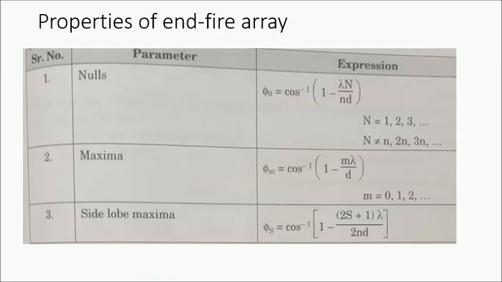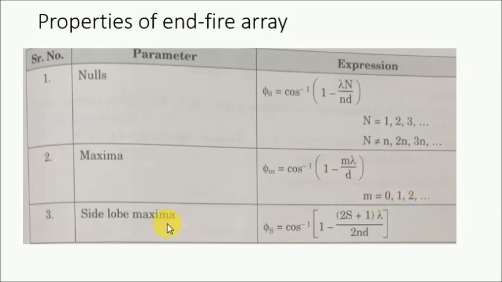Now we will see the maxima, that is phi m. Similarly, we put alpha equal to minus beta d in the linear array equation, and after simplification we get the direction of maxima, phi m equal to cos inverse of 1 minus m lambda divided by d, where m varies as 0, 1, 2 onwards.